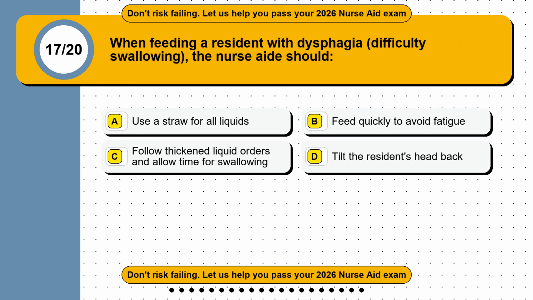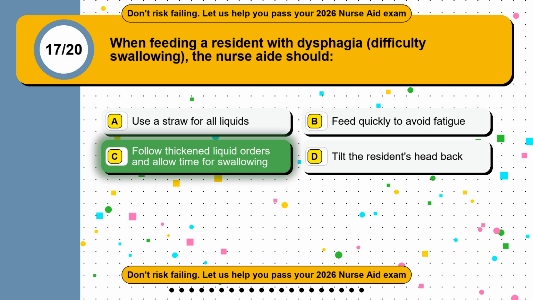Question 17. When feeding a resident with dysphagia, difficulty swallowing, the nurse aide should: Option A, use a straw for all liquids. Option B, feed quickly to avoid fatigue. Option C, follow thickened liquid orders and allow time for swallowing. Option D, tilt the resident's head back. The correct answer is option C, follow thickened liquid orders and allow time for swallowing.